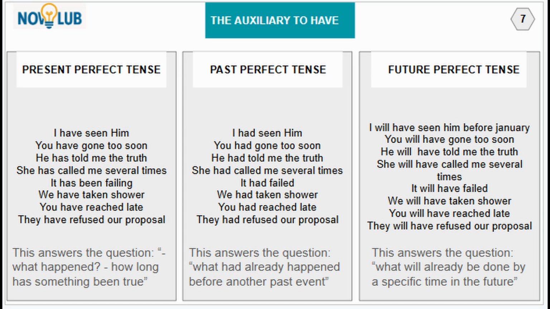Future perfect tense. I will have seen him before January. He will have gone too soon. He will have told me the truth. She will have called me several times. It will have failed. We will have taken shower. You will have reached late. They will have refused our proposal. So now the future perfect tense also answers the question, what will already be done by a specific time in the future?